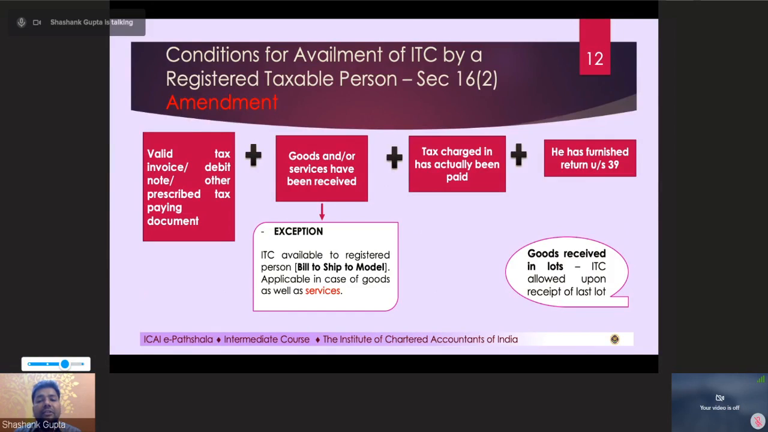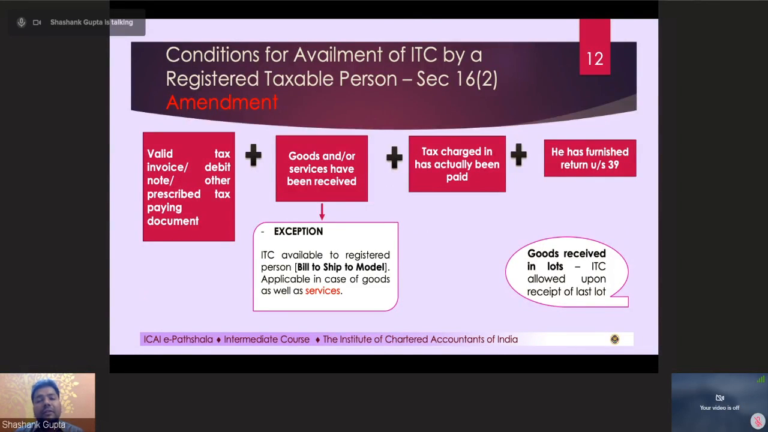Next is tax charged has actually been paid. So this is where the government is saying that this we will cover in detail in the returns. That is, it should appear in your GSTR 2A. Plus, the return under section 39 has been furnished. So basically, any availment of input tax credit can only happen once you file your GSTR 3B return under GST.